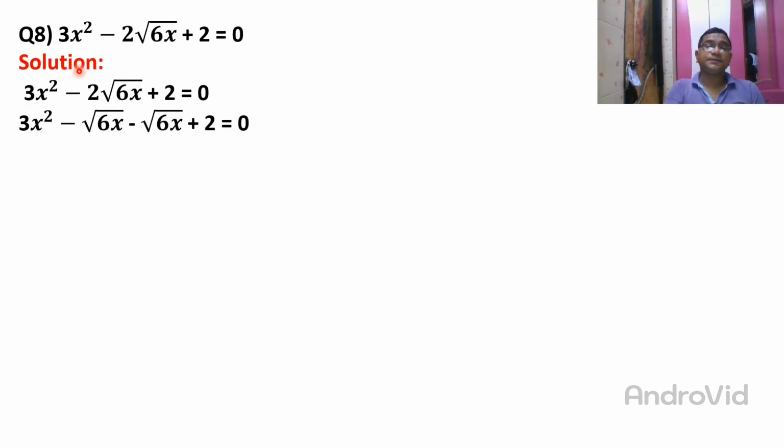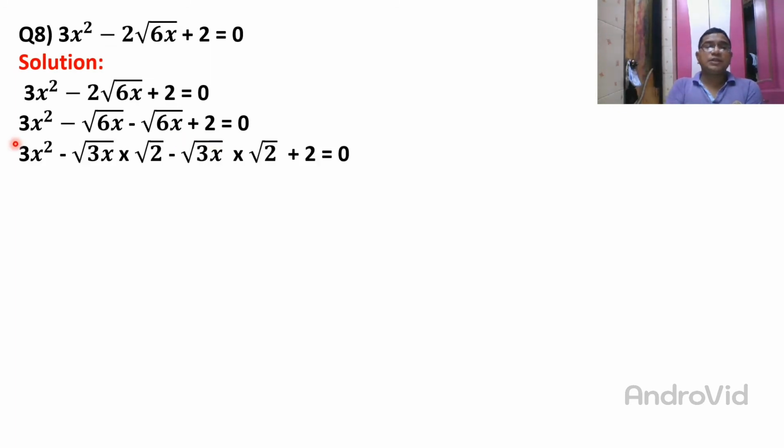So here is 3x square minus root 6x minus root 6x. You know that this root 6 into root 6, your 6 can be factorized, root 6 minus root 6 plus 2. Okay, so this is the first term 3x minus root 6. This is the second term root 6x plus 2.